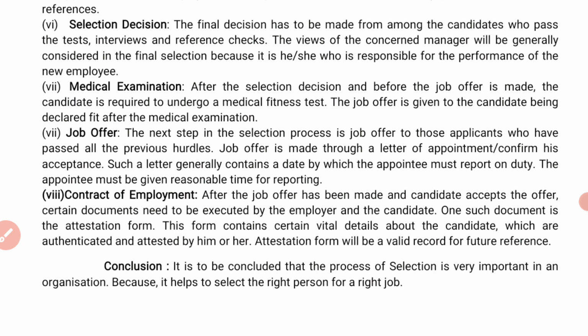Then the last conclusion: it is to be concluded that the process of selection is very important in an organization because it helps to select the right person for the right job. So this is the process of selection.